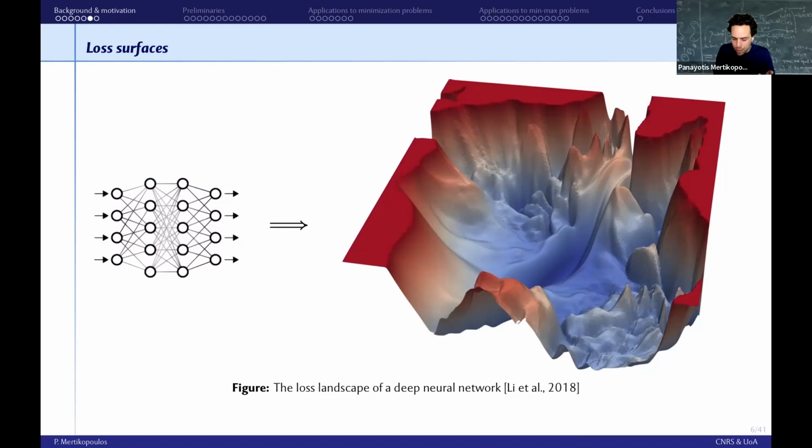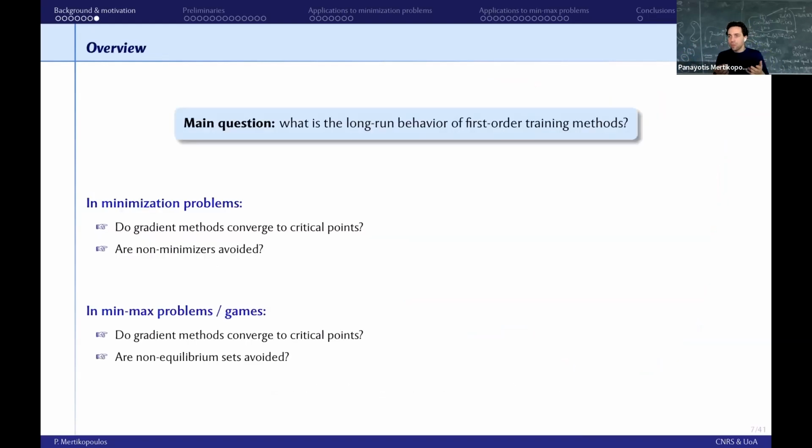And essentially, this is the main question that we were trying to attack: to see what can be expected from the long run behavior of first order training methods in this context, and to establish a comparison baseline with minimization problems, to see if at least certain questions admit similar answers, or if there are some fundamental differences, some fundamental obstacles that cannot be overcome.